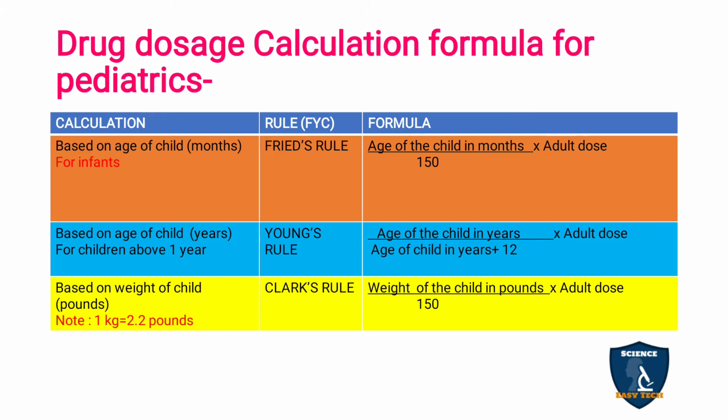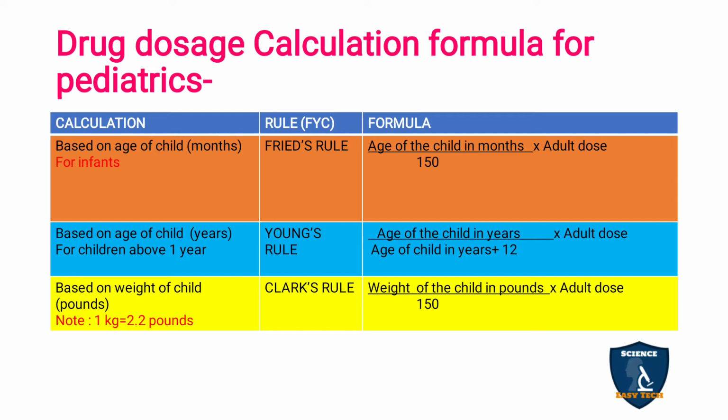The drug dosage calculation formula for pediatrics is different from that of adults. You have to calculate very carefully in order to avoid overdosage. The calculation is based on the age of the child as well as the weight of the child. Based on age, you have two formulas, and based on weight, you have one formula. So, basically, there are three rules for calculating the dosage of a drug for pediatrics. Let us see what they are.